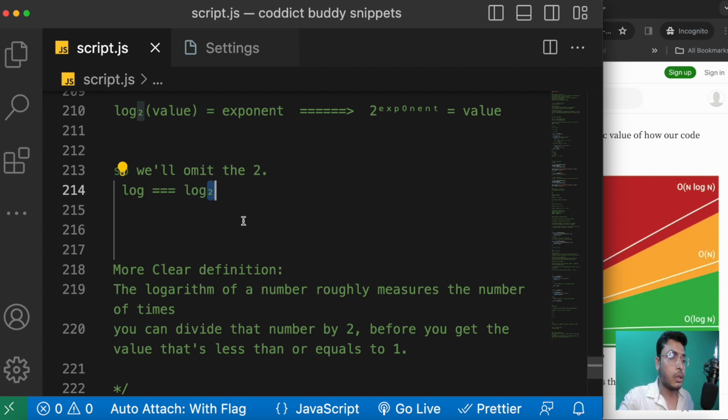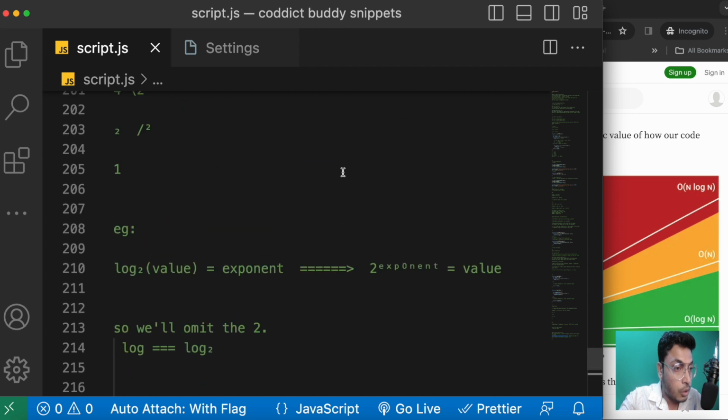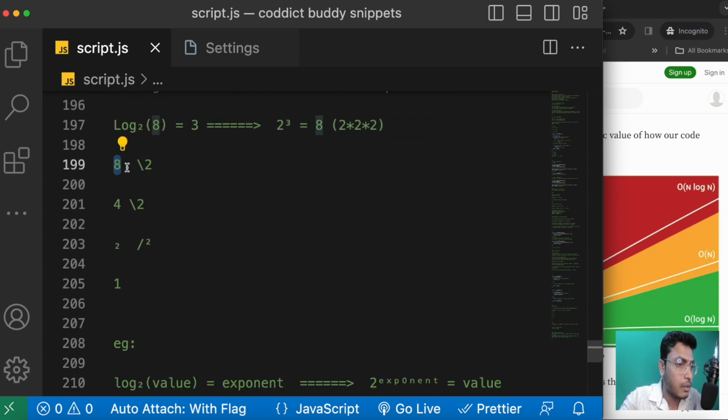Now let's talk about a little bit clearer definition of log. A logarithm is a number that roughly measures the number of times you can divide that number by 2 before you get a value that's less than or equal to 1. This is what we have discussed. We divided this number by 2 until we get 1. As soon as we got 1, we counted how many times we divided this number. So this is what we are getting here, right?